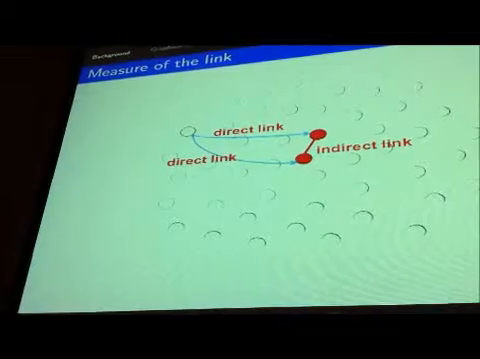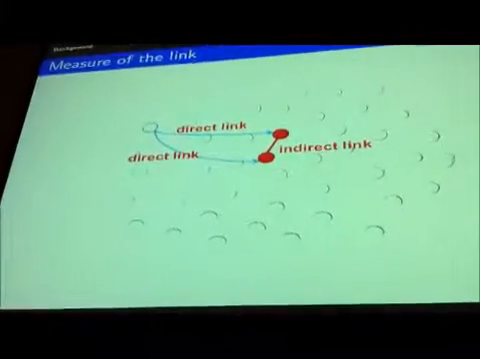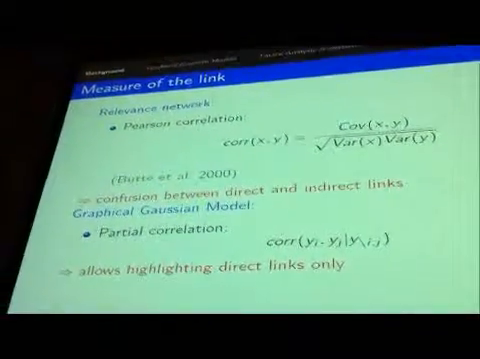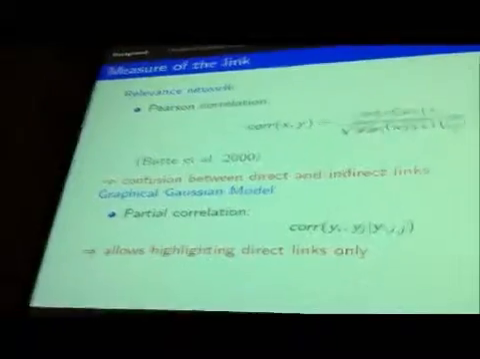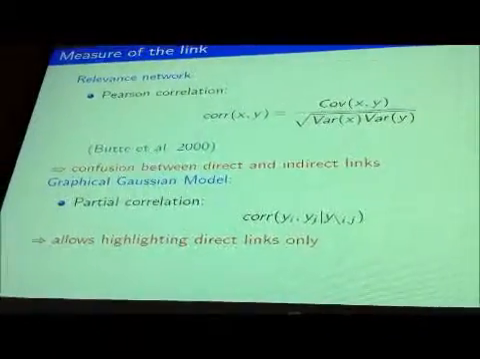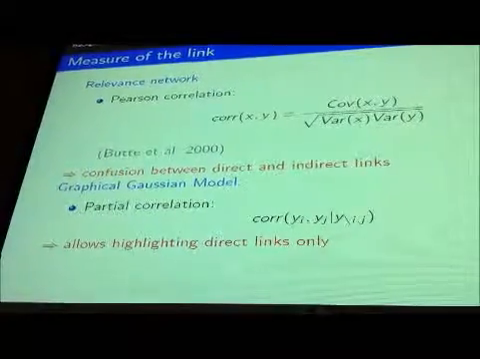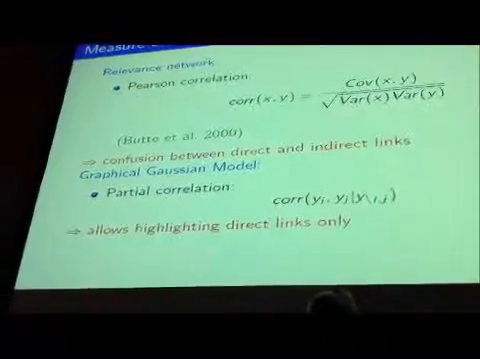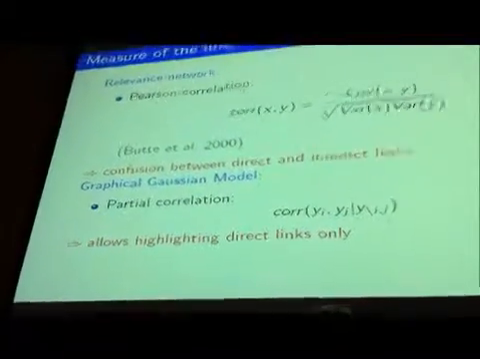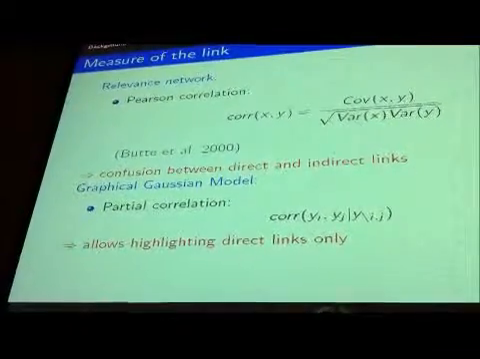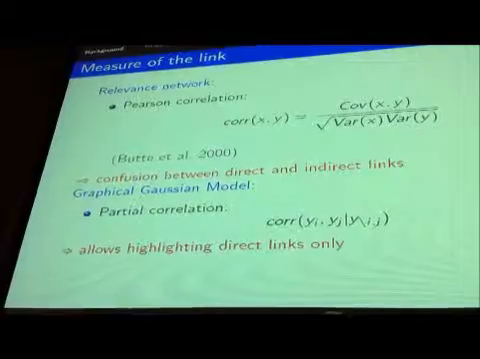And we want to represent in our network the direct links between genes. That's why there is another measurement, which is the partial correlation. It means we're going to calculate the correlation between two genes, taking into account all the other variables, so all the other genes. And that is used in the graphical Gaussian model, and so it allows highlighting direct links only. So that's why in our study we choose to base inference on the graphical Gaussian model.